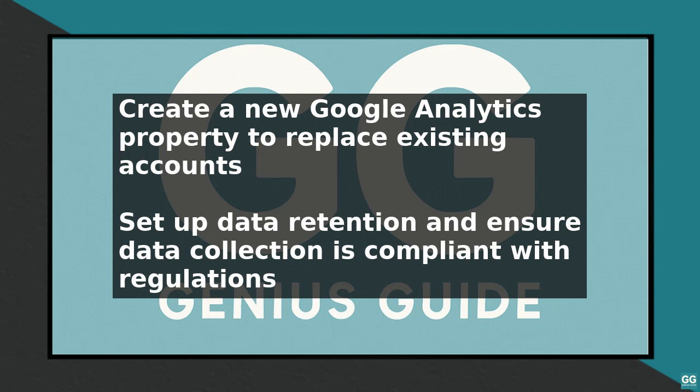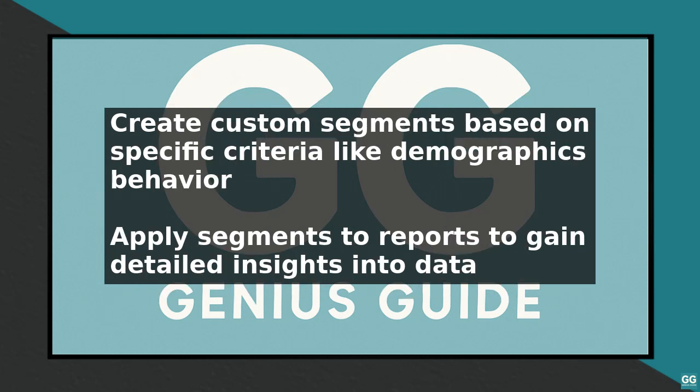To create segments in Google Analytics, navigate to the Admin section and click on the Segments tab. From here, you can create custom segments based on specific criteria, such as demographics, behavior, or traffic sources. For example, you can create a segment to analyze traffic from a specific country or device type.